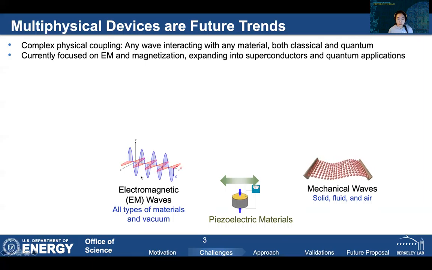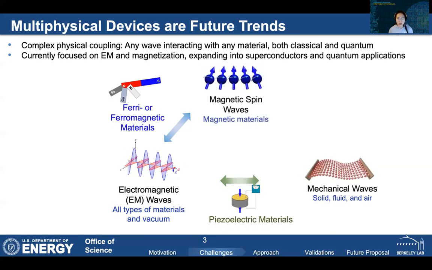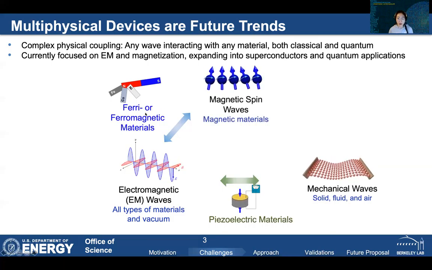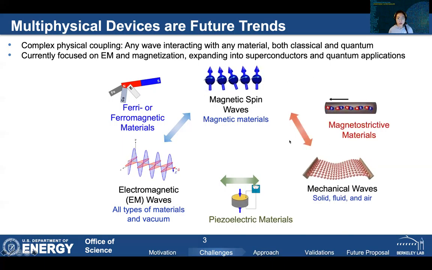These two waves couple through piezoelectric material. Another type of material is ferrite or ferromagnetic material. Unlike regular dielectric and metal, in ferrites, there are intrinsic magnetic moments. If an EM wave propagates in ferrite or ferro, magnetic spin waves are excited, and these two systems start to talk to each other. Spin waves can also talk to mechanical waves through magnetostrictive material.